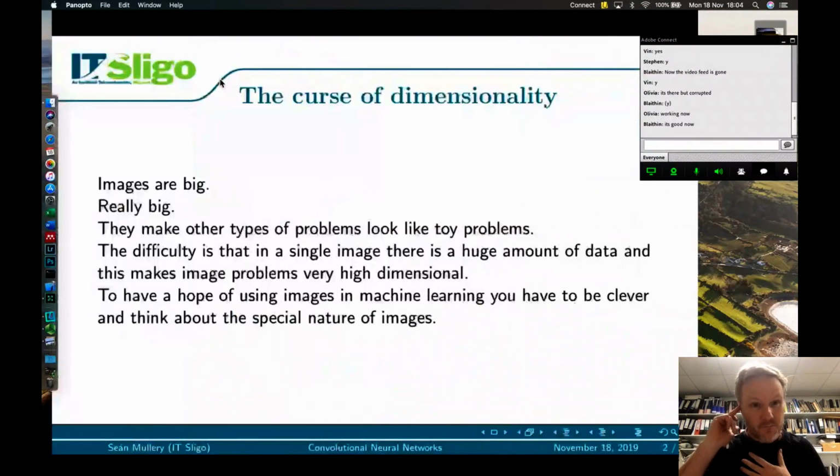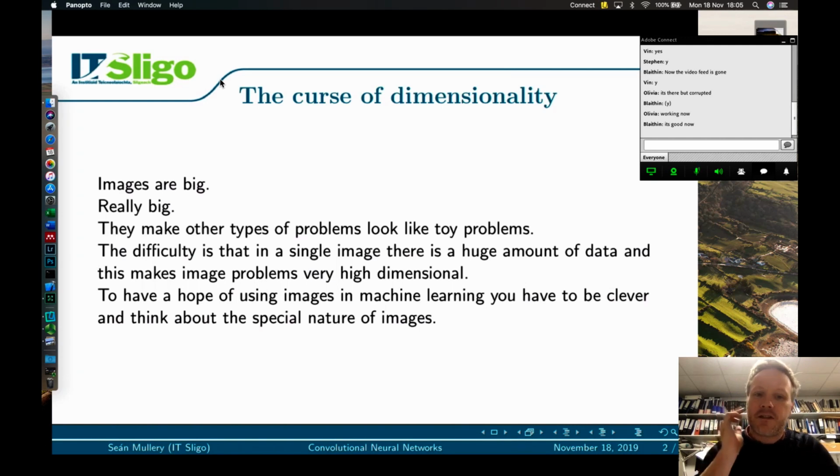The reason that we required convolutional neural networks is because of this thing called the curse of dimensionality. When we have lots of dimensions in our problem, it just becomes so large that it becomes computationally impossible to deal with. And the big problem really comes when we try to do applications like computer vision applications where we're dealing with images. Images are big. You can consider them to be really big compared to other types of data. So they make other types of problems look like they're toy problems compared to image problems.